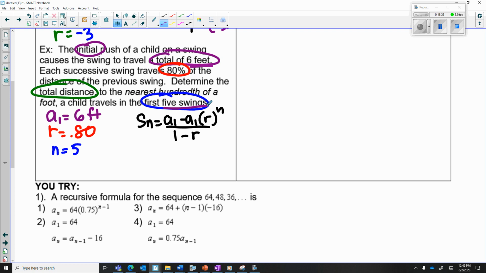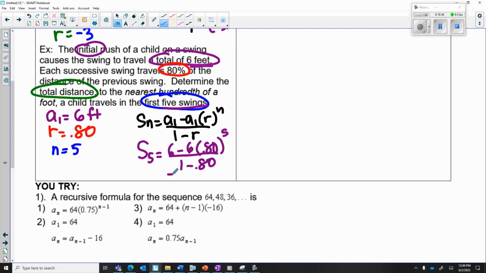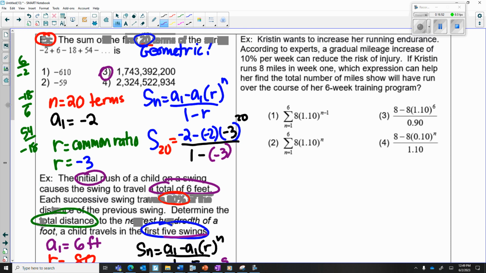So now you're going to plug in and solve. All right, so I set up the setup and I plugged in and it says nearest hundredth. So I'm hoping you got 20.17 for your answer. Now let's look on the right hand side. On the right hand side of this column we have another one. Let's read it, underline, and see what you can do.